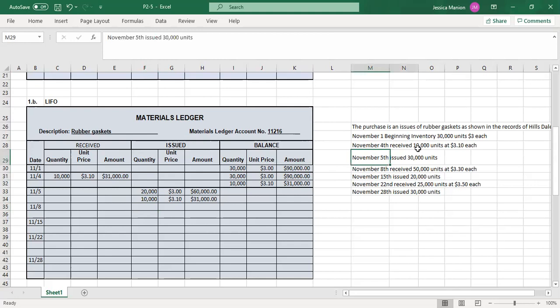So again, this November 5th, issued 30,000 units. Because this is FIFO, first in, first out, which actually, kind of makes me want to change it around. So 10,000 at $3.10 each, 20,000 at $3 each. We're going to use these 10,000 first, right? LIFO, last in, first out. These 10,000 were the last units to be purchased, or the most recent units to be purchased. So we're going to use those first. Then the remaining 20,000 will come from that beginning inventory. So what's left then, 10,000 units at $3 each.